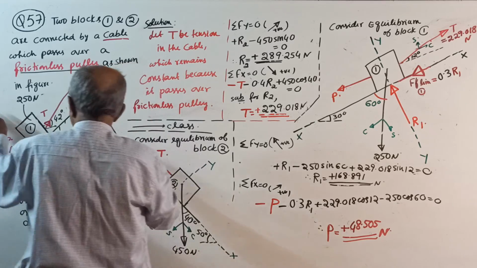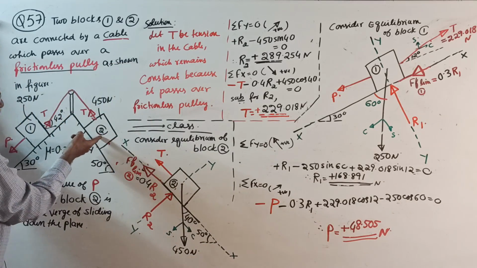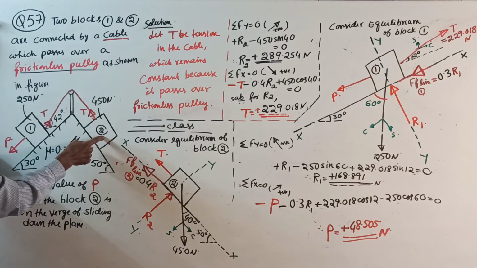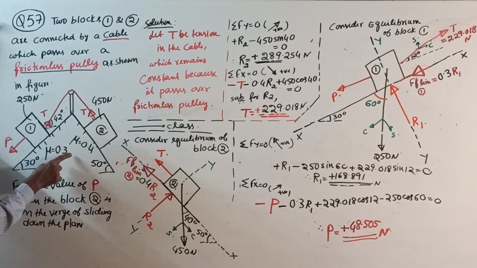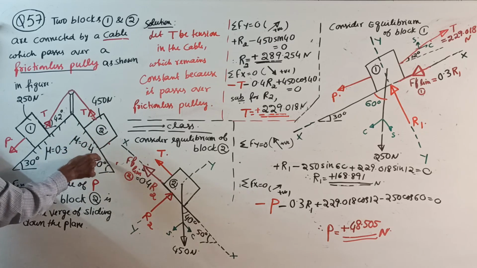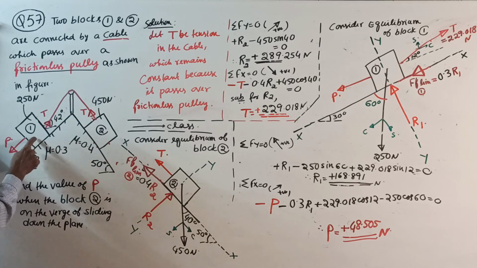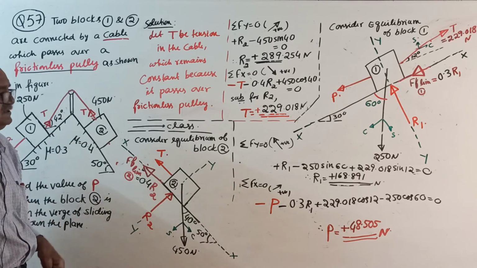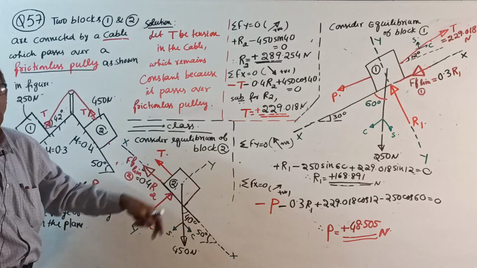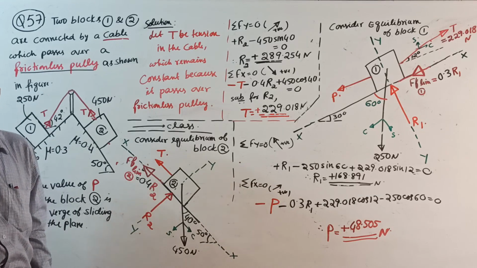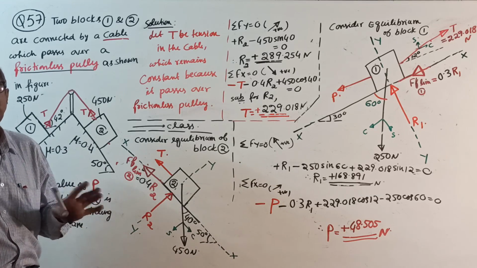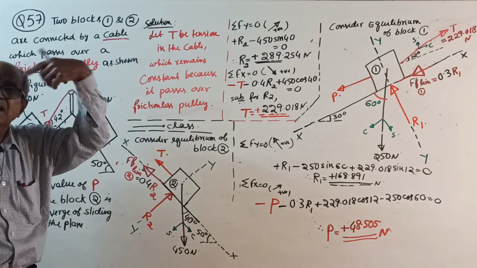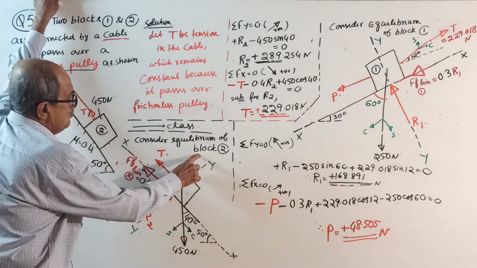Here the unknown is less for block 2: the unknowns for block 2 are T and R, because friction is mu R. For block 1 the unknowns are T, R and P. So there are 3 unknowns for block 1 and 2 unknowns for block 2. Where the unknowns are fewer, don't consider the other block, consider this block first. Okay, consider equilibrium of block 2.